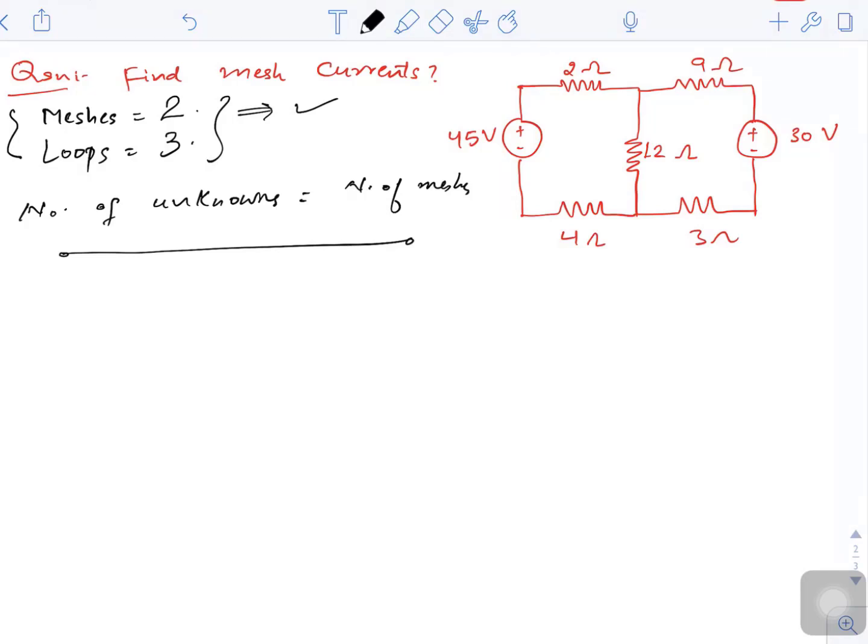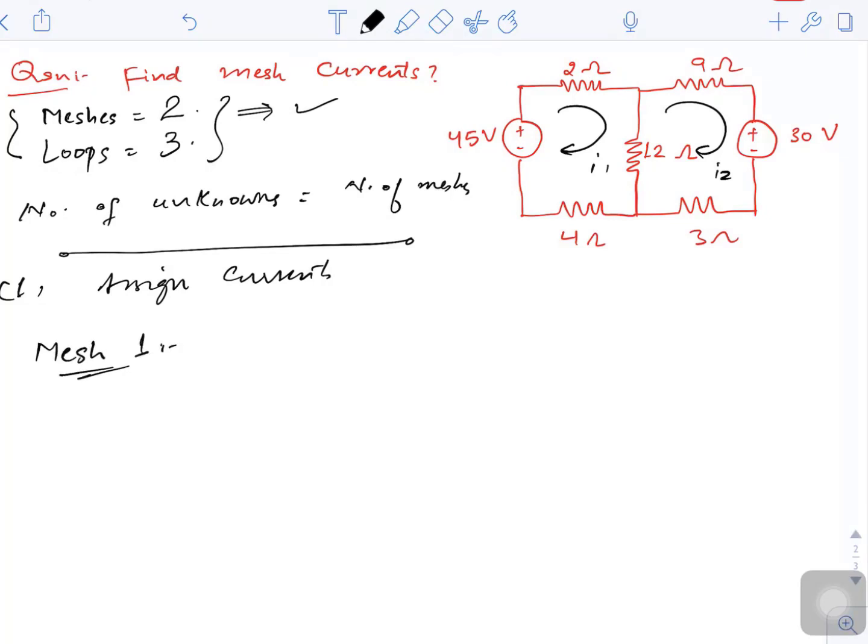So let us apply step number 1, that is assign currents. So let me assign currents randomly. Let me call this one as I1 and this one as I2. I have taken it as clockwise. If you are wishing to change it anti-clockwise, you will still get the same answer. Now after this, once we write the equation, we will start with mesh number 1.